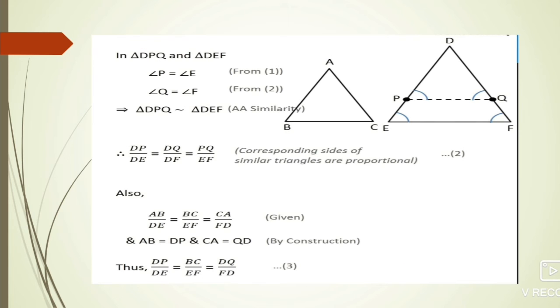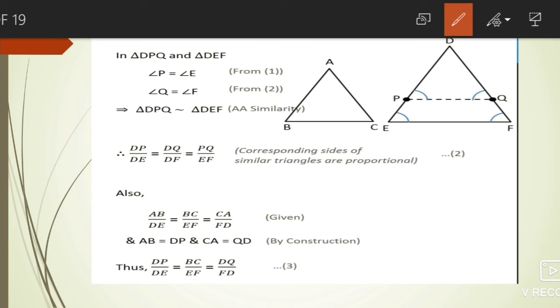Now if you take this big triangle DEF, that means this whole triangle DEF, and then the smaller one DPQ. If you take these two triangles from the previous slide, you can say that this angle P is equal to this angle E because they are corresponding. This angle Q is equal to this angle F, and for both triangles angle D is common. That means three angles of triangle DPQ are equal to three angles of triangle DEF. That means the corresponding angles are equal.